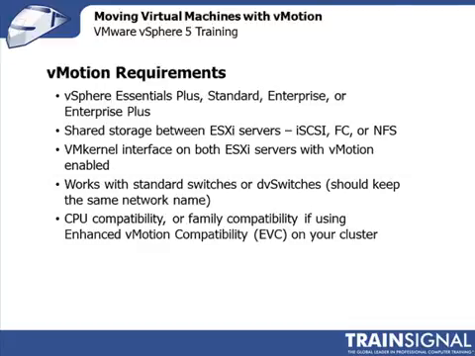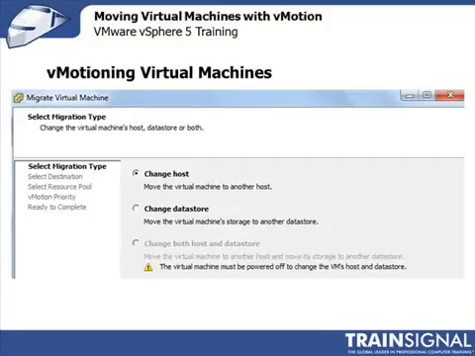So to very quickly summarize, you need a specific license for vMotion. You need to have shared storage where your virtual machines are located. Both servers need to be able to have access to it. You need to enable the VMkernel interface on both ESXi servers with vMotion. You need to have the same network name between the two ESXi servers, and then you need to have that CPU compatibility.